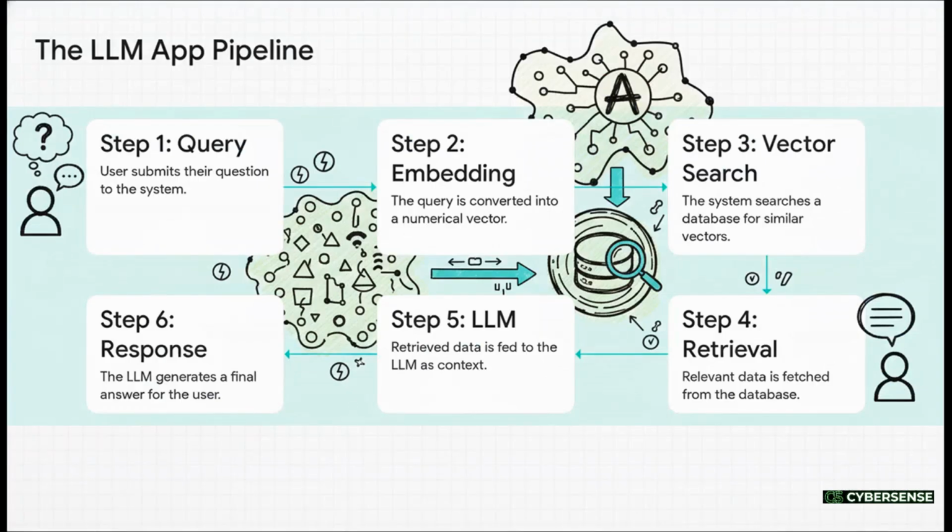So here's how it all goes down. It starts with your question, the user query. Then, the system turns your question into a bunch of numbers. This is called an embedding. Think of it as just translating your words into math that the AI can understand.